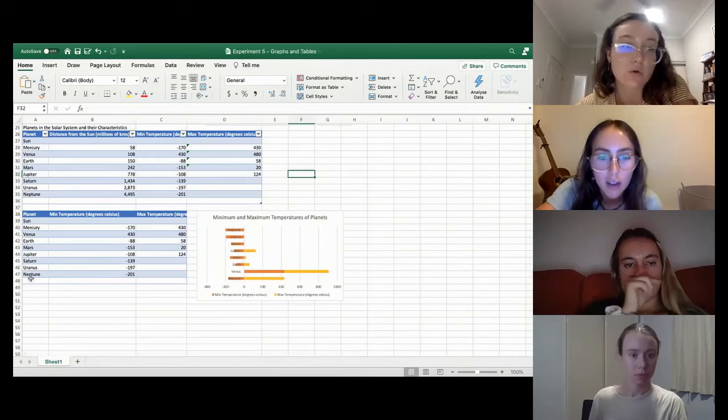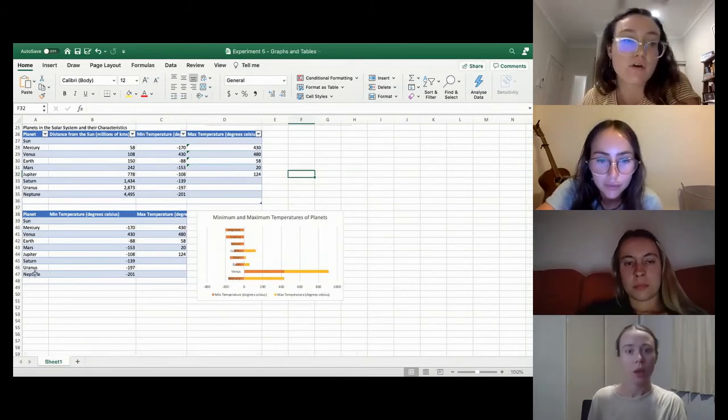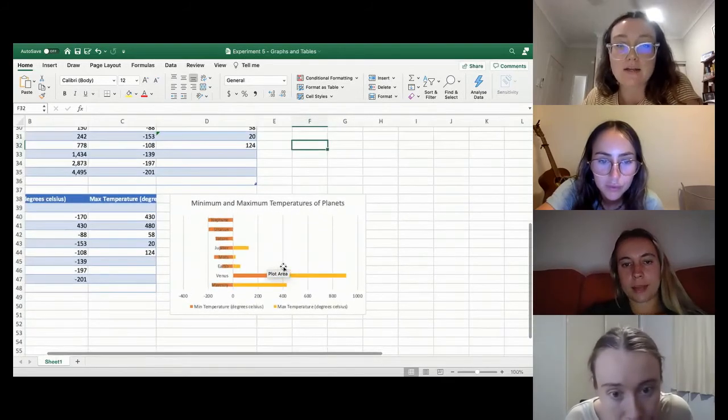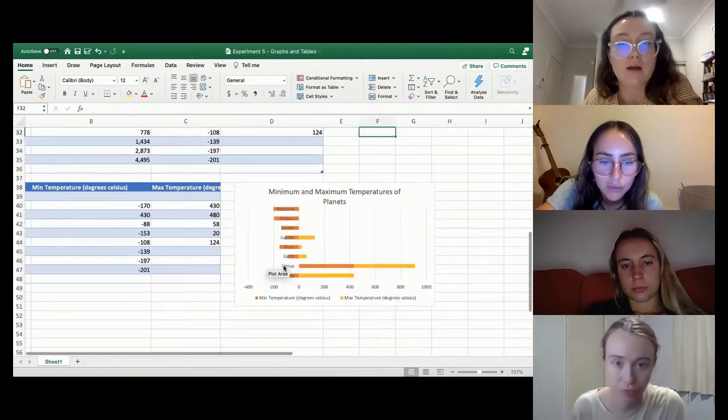So have the planets in order from closest to the sun to furthest away. And temperature. I chose to go with this graph.